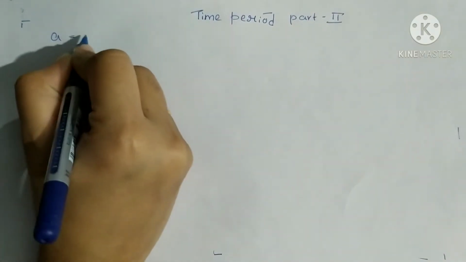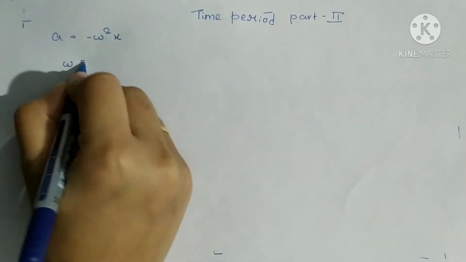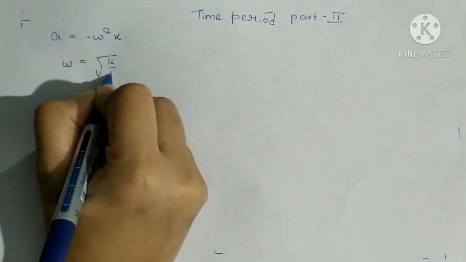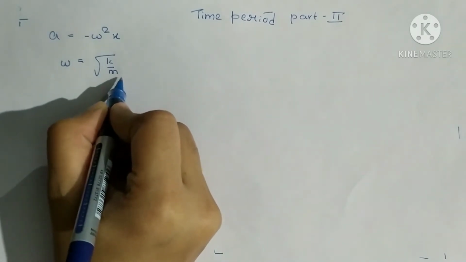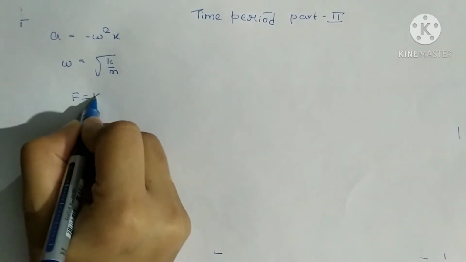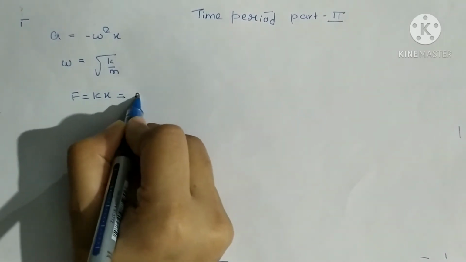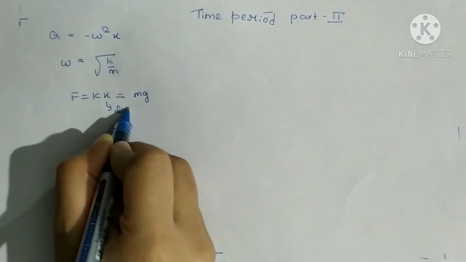A is equal to minus omega square x. Omega is equal to under root k by m, where m is the inertial factor and k is the spring factor. F is equal to kx and F is also equal to mg. This is force, this is displacement.